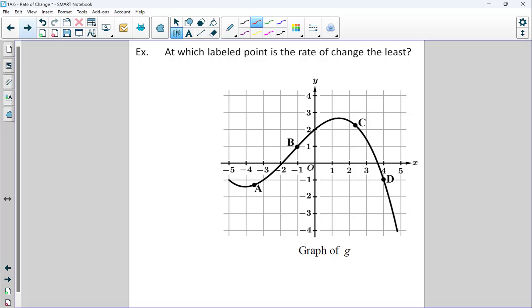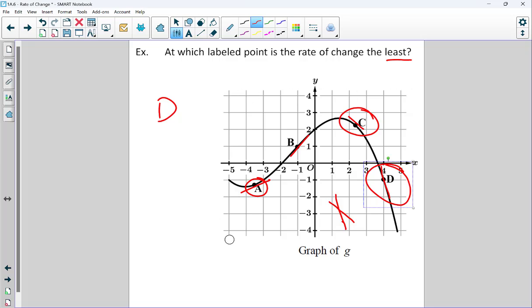More graphs. At which labeled point is the rate of change the least? Pause here, play when you're ready. So again, we're looking for the least rate of change. So this one, I have a positive slope. This one, I have a positive slope. This one, I have a negative slope. This one, I have a negative slope. But once again, I'm looking for the least. I have a negative slope here and I have a negative slope here. The question is, which one is more negative? Well, if I compare this slope to this slope, the slope at D is steeper than the slope at C. So D would be the correct answer.